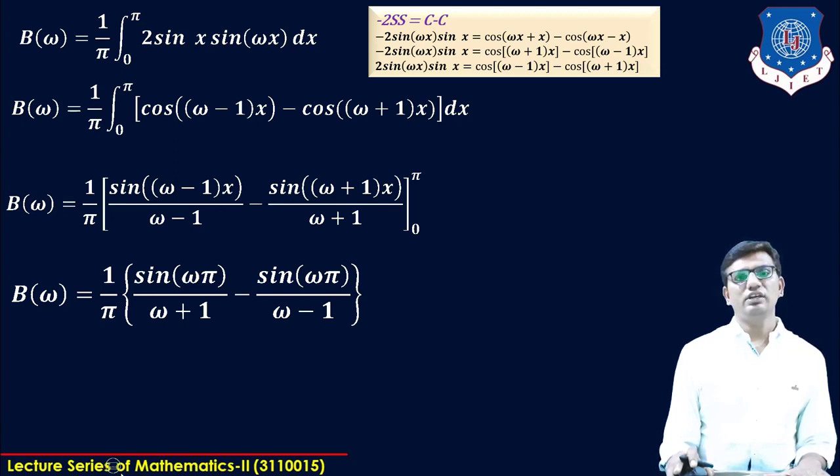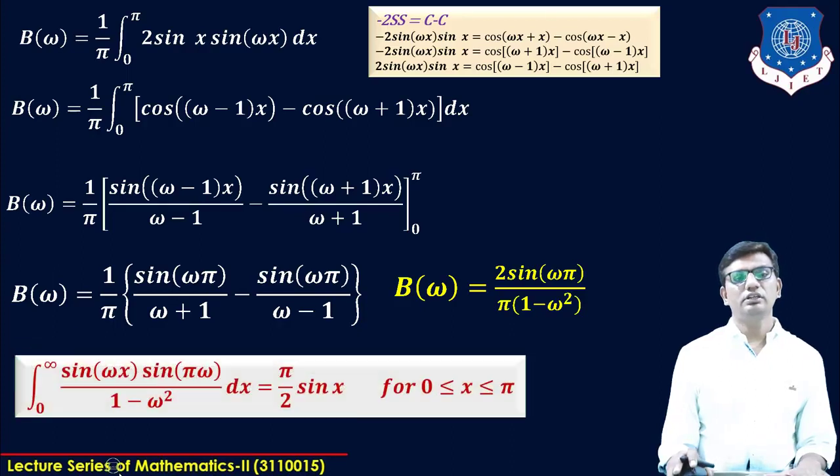In the Fourier series we take sine n pi equal to 0, but here omega takes fractional values. That means omega may be 1 by 2, then we have sine pi by 2 which is not 0, so we can't take sine omega pi equal to 0 here. Here b omega equal to 2 sine omega pi upon pi into 1 minus omega square.